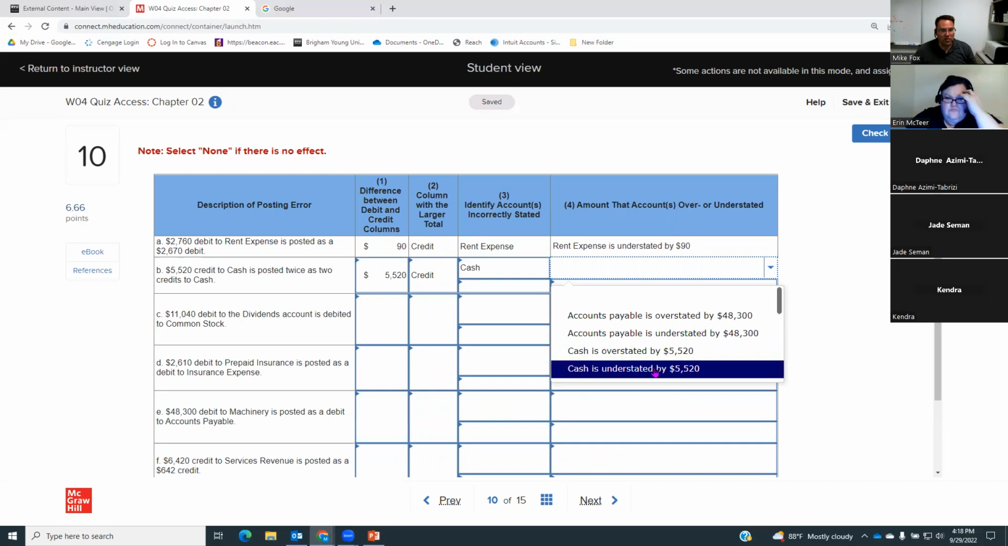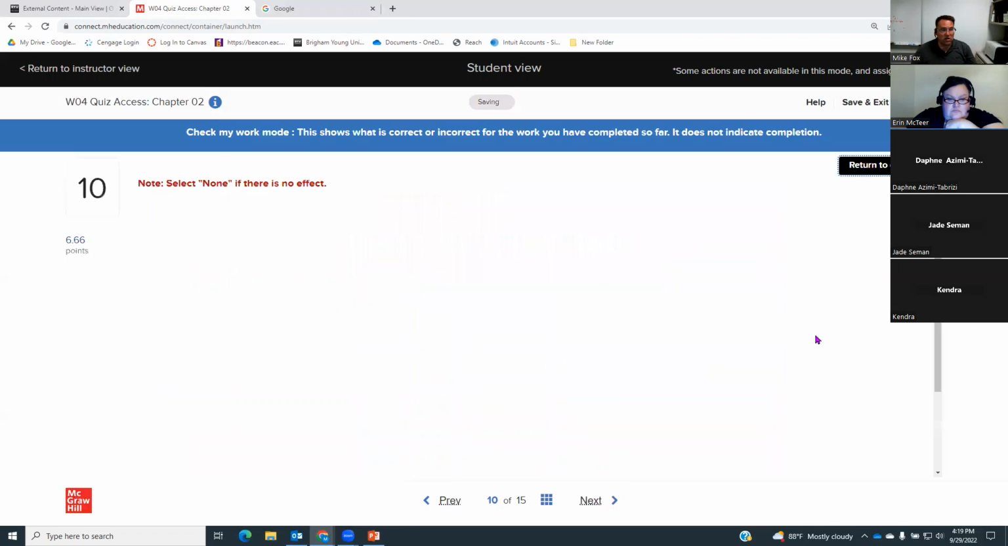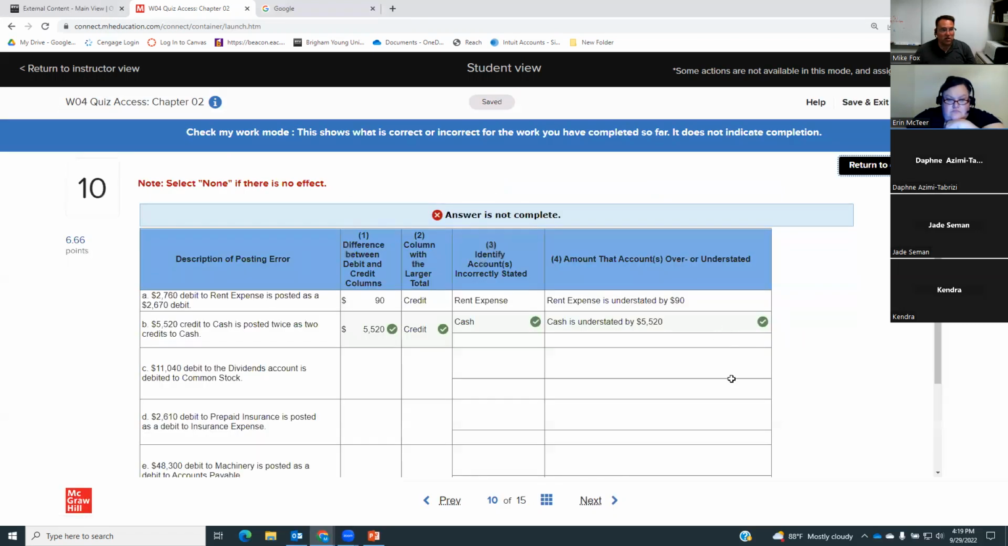So I just have to ask the question: if I had this error of posting it twice in the credit column, would that make my cash account lower than what it really is, or too high? And in this case, because credit reduces the asset cash, it's going to be too low. It's understated. Does that help or not? The reason people hate this question is the whole understated, overstated thing that confuses them.